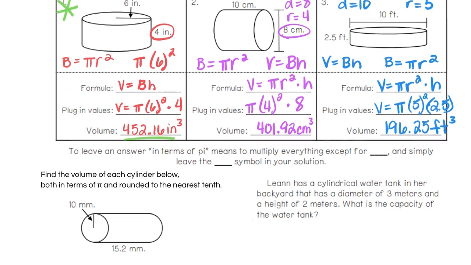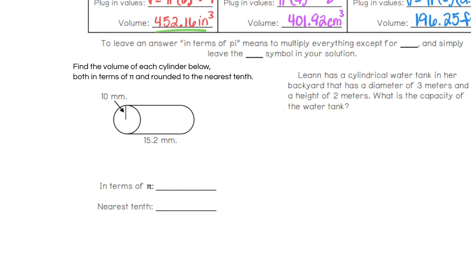Now we're going to look at a different type of question. In this case, we're being asked to find the volume of this cylinder in terms of pi. So what that means is we're going to leave pi in our formula. So, as I was saying earlier, we have some different formats we can look at here. Again, we're given our radius, so that's good to go. Our volume formula is volume equals area of the base, but our area of the base is pi times radius squared.